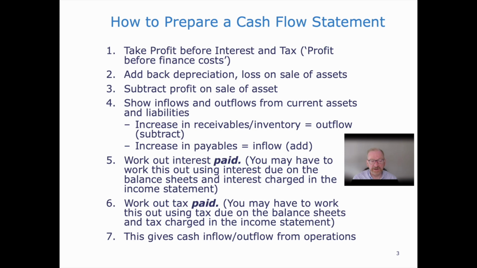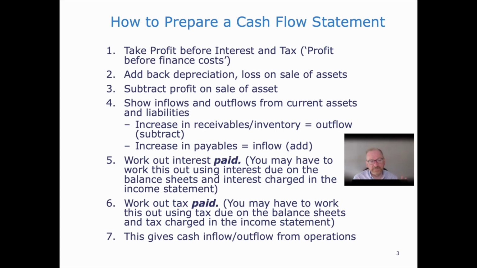The third one is subtract profit on sale of assets. Well, if we've had a profit on sale of assets, that will be included in the profit before interest and tax, and we need to get it out because that is an accrual item. We will be worrying later on in the cash flow statement about the amount of actual cash we've received for the asset, but this is the cash flow statement. We don't want these kind of accrual items in it, so we subtract a profit on the sale of assets to bring us closer to a cash flow figure.